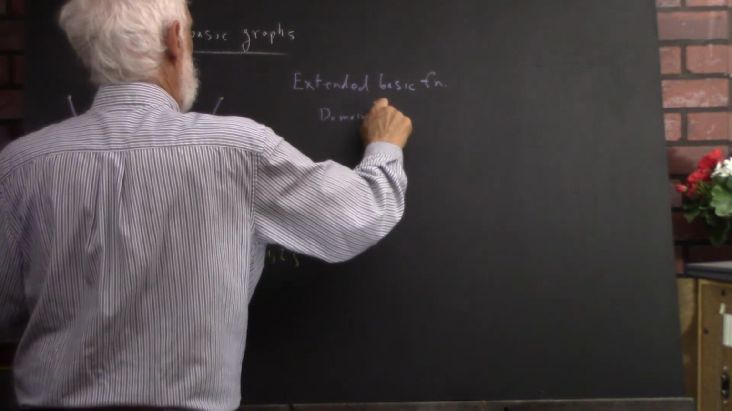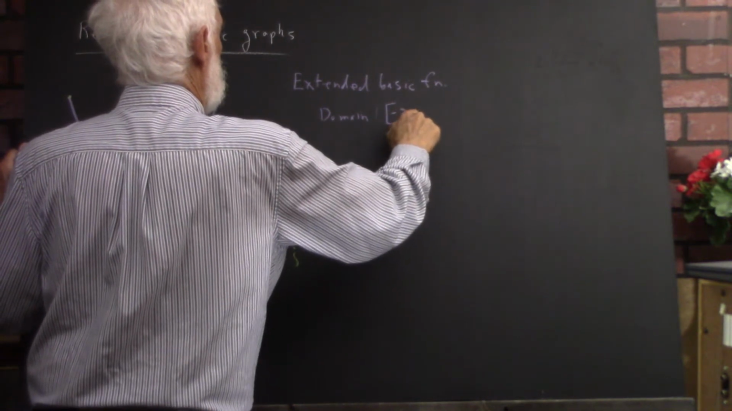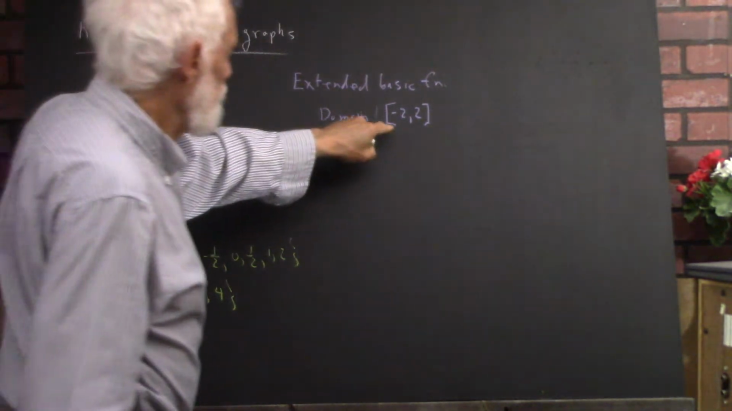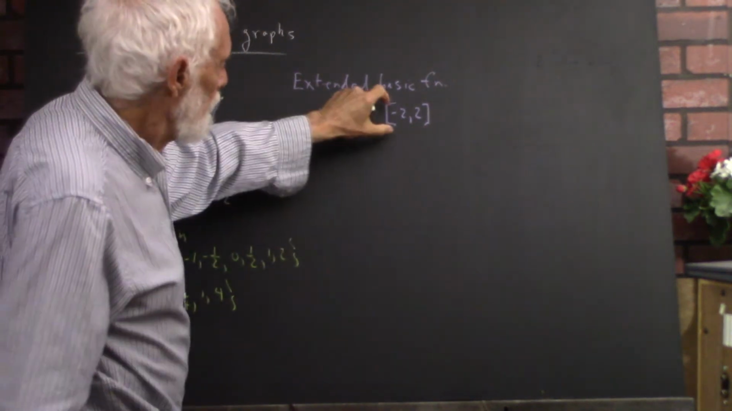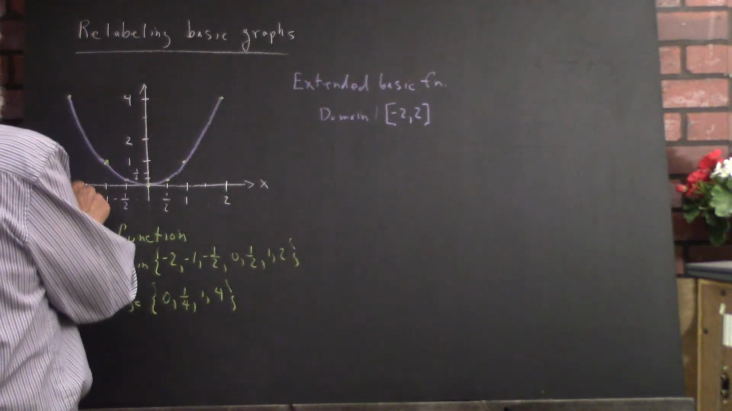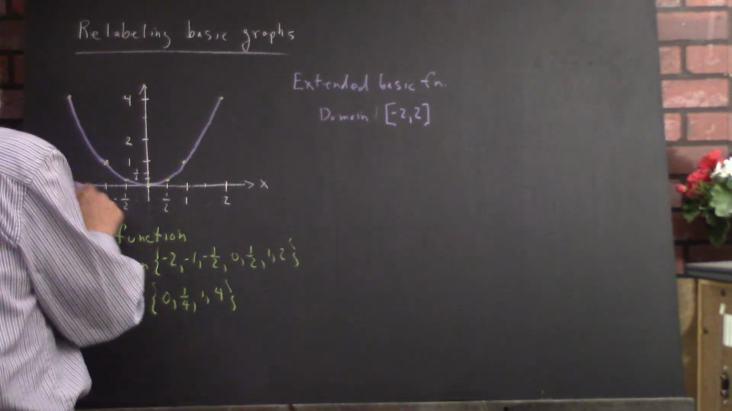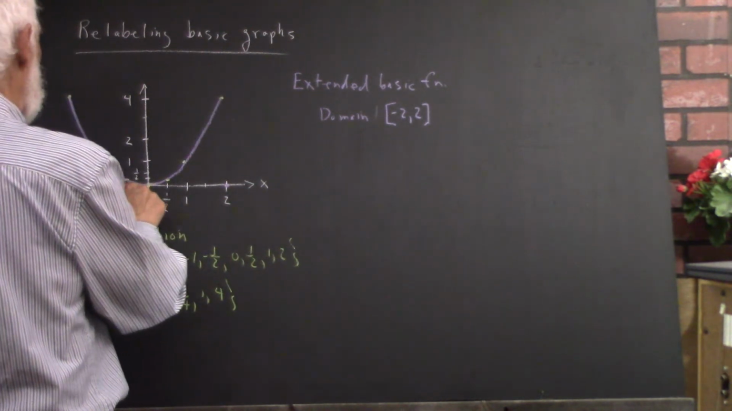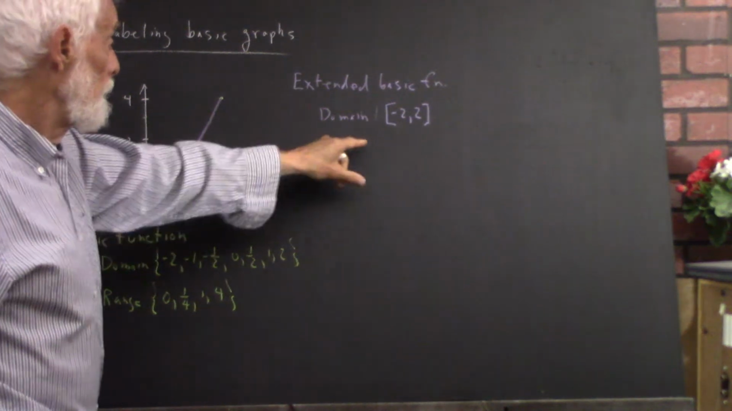has domain, the closed interval from -2 to 2. And I assume that everybody's seen the notation for closed interval, but the brackets indicate that we include the point -2 and the point 2 and all the points in between. So right there is the domain of this function.